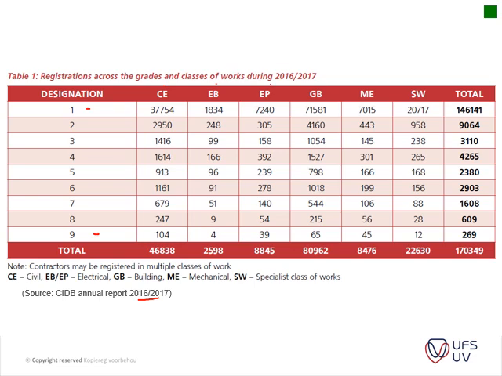You will also see that you've got a CE, EB, EP, etc. We usually look at CE, which is our civil contractors, and GB, which is our building contractors. Then you've got your mechanical, specialist, glassworks, electrical, and then there's a couple of others that are not listed here. But it's interesting to see we've got quite a lot of civil contractors and also a lot of building contractors.